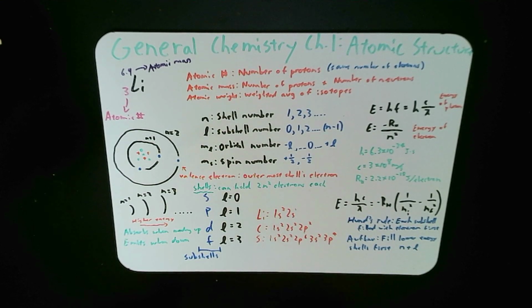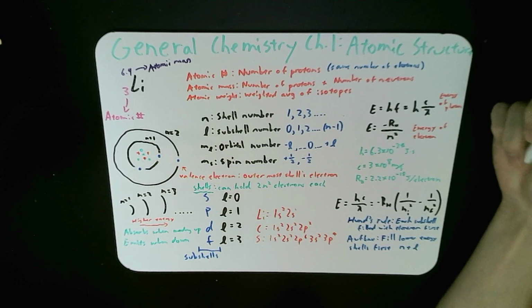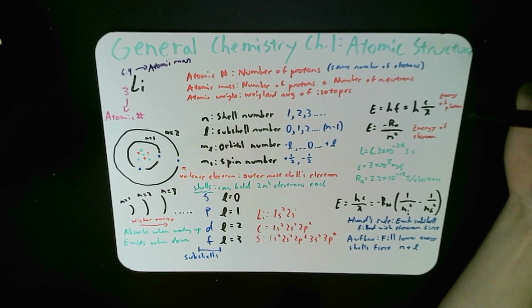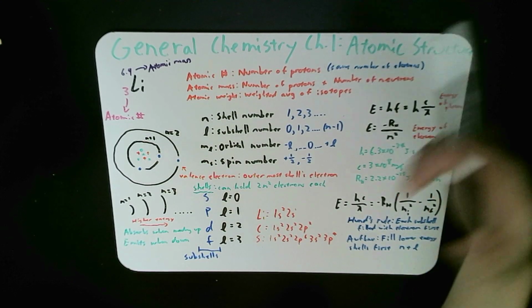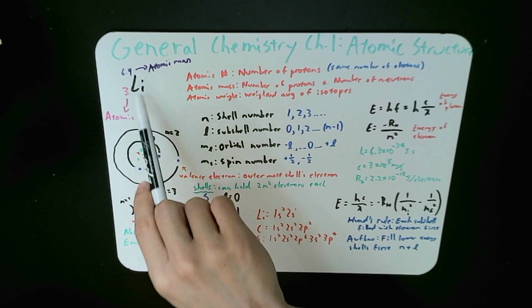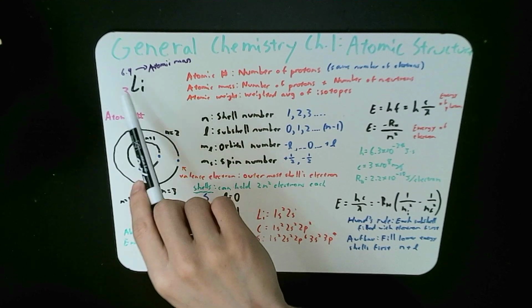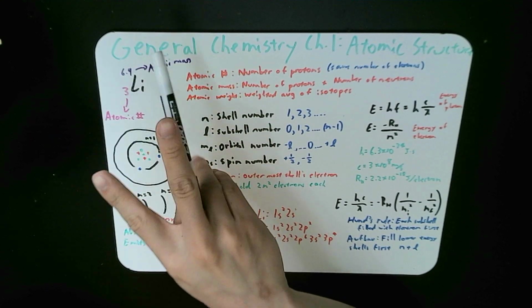Today we have General Chemistry, Chapter 1, the atomic structure. The periodic table will be given on the MCAT, so that makes things a lot easier, but you will need to know how to use it. When you see an atom, it will show the atomic symbol, which is Li for lithium if you locate it on the left side, and you should see two numbers.